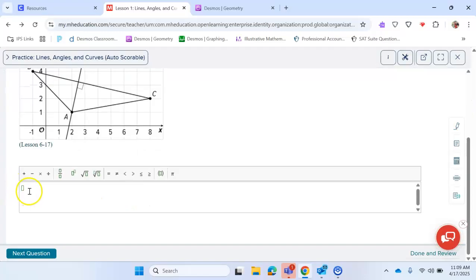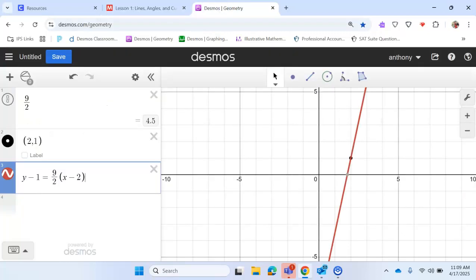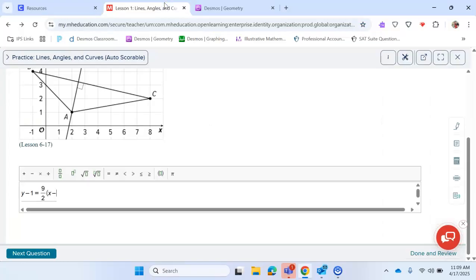I usually copy and paste, but I'm going to take the time to type it in. It's y minus 1 equals 9/2 times x minus 2.